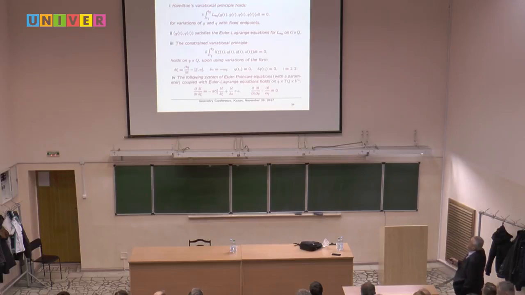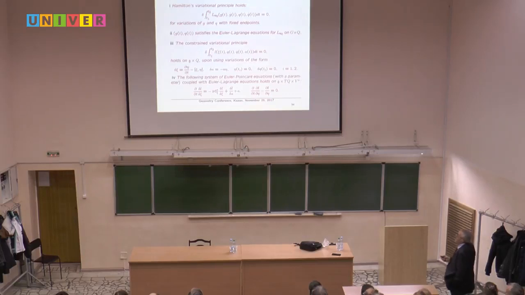And here was the variational principle. Here is the equation. Here is the variational principle. Now come the equations. This is equivalent to the following system of Euler-Poincaré equations with parameters coupled with the Euler-Lagrange equations. So here they are: d dt of del L del xi minus ad star xi of del L del xi plus this term. This is coming due to the semidirect product. And here are the standard Lagrange equations on Q.